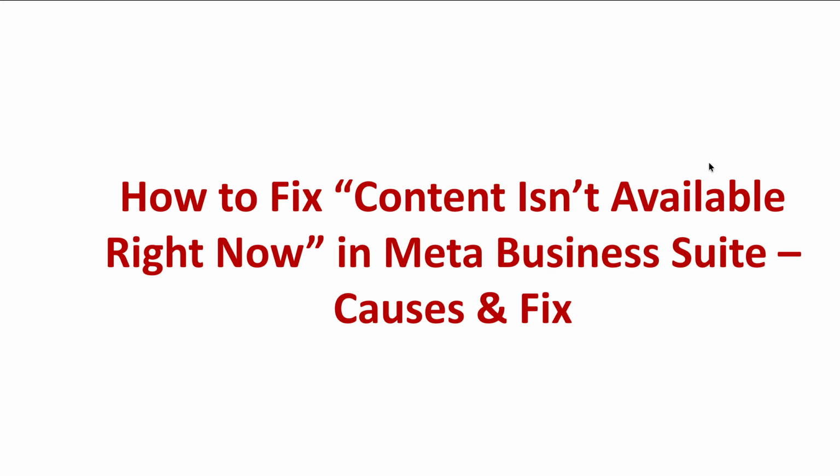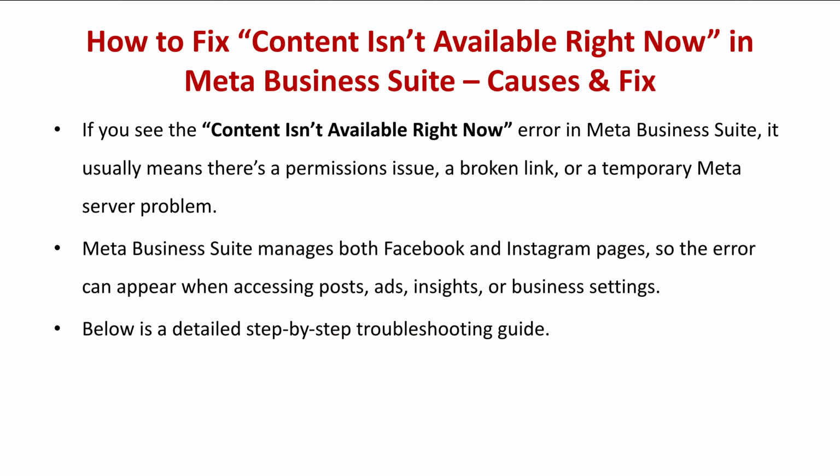So hey everyone, in this video we will see how to fix "Content isn't available right now" in Meta Business Suite: causes and fix. If you see the "Content isn't available right now" error in Meta Business Suite, it usually means there's a permissions issue, a broken link or a temporary Meta server problem. Meta Business Suite manages both Facebook and Instagram pages, so the error can appear when accessing posts, ads, insights and business settings. Below is a detailed step-by-step troubleshooting guide.